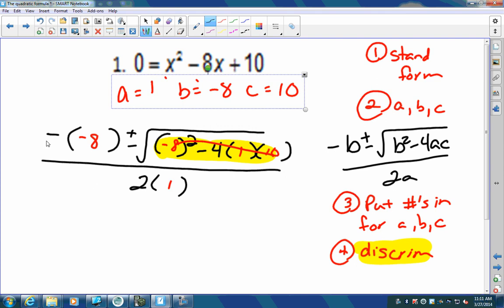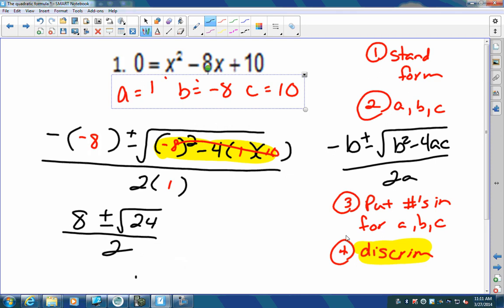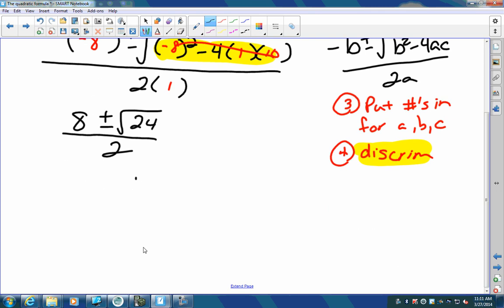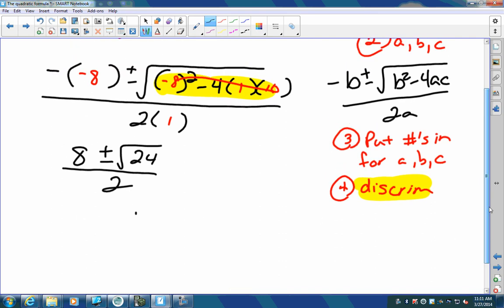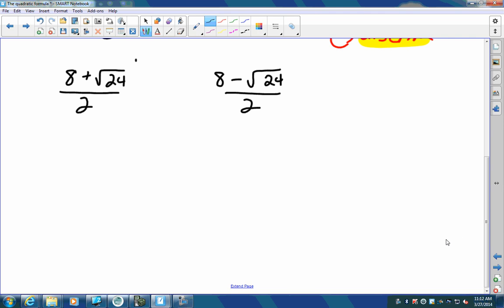So now, this says a negative times a negative. What's a negative times a negative? Positive. So this changes to positive 8 plus or minus the square root. What did we find it to be? 24. So I'm going to put 24 in there, divided by 2 times 1, which is 2. Okay? Now you have to separate it into 2 things. It's not a negative because, look what we did up here. It changed the sign of it. A negative times a negative is a positive. So I have 8 plus the square root of 24 divided by 2, and 8 minus the square root of 24 divided by 2. Be careful here. You cannot put all of it in the calculator all at one time. You have to break it up into parts.